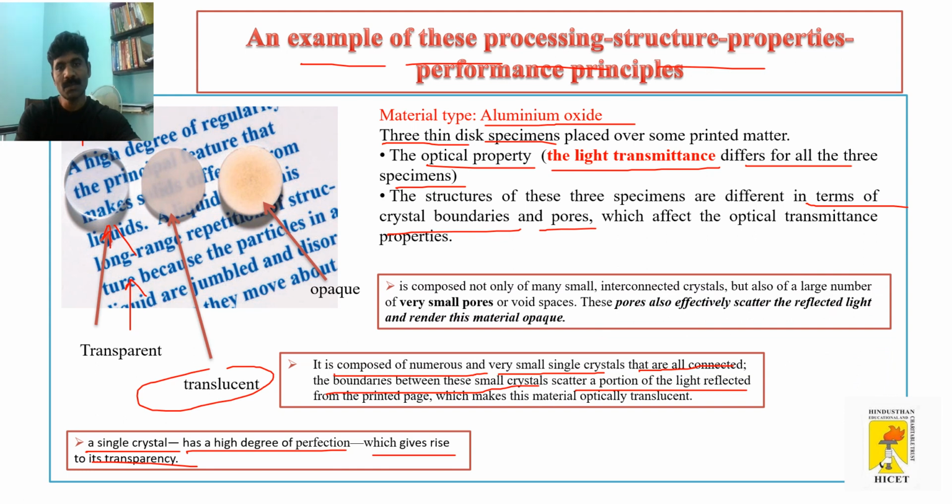The third one is completely opaque, which is due to many small interconnected crystals, but also a large number of very small pores or void spaces. These pores also effectively scatter the reflected light and render this material opaque. So from this example, you can understand how a material structure is processed, how the set of properties differs, and how it affects the performance of the material.